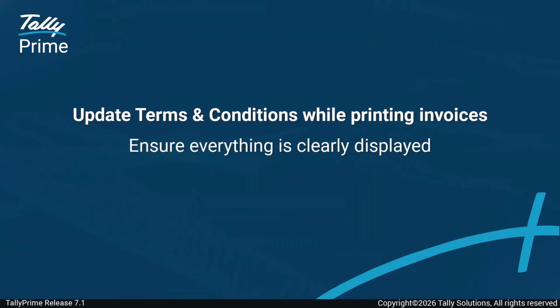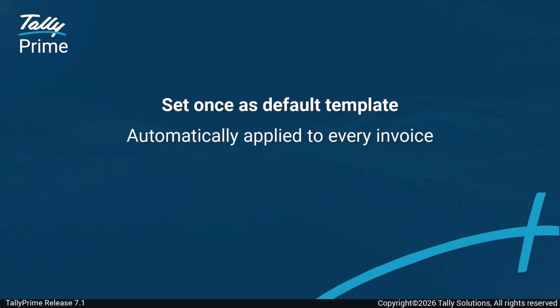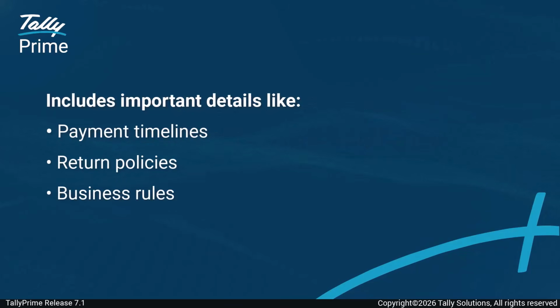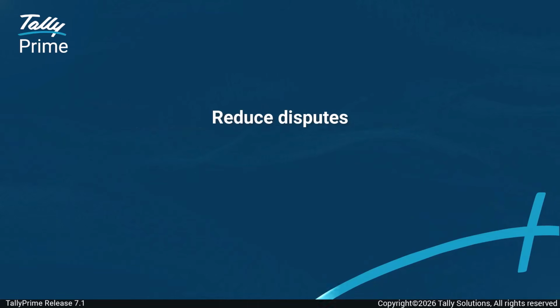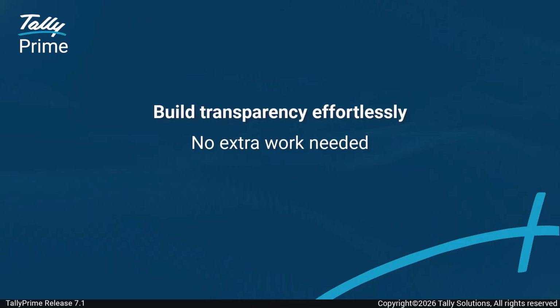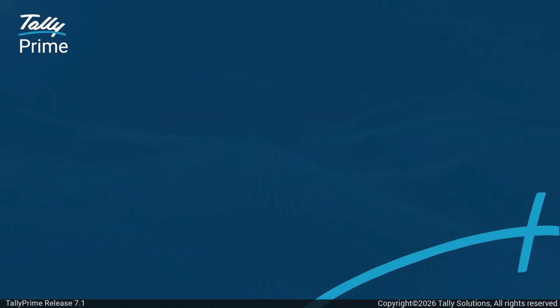As you saw, you can update terms and conditions while printing invoices and ensure the required terms are displayed clearly in your business documents. Once you set the template as default, every invoice you send will automatically include the relevant terms and conditions such as payment timelines, return policies, or other business rules. This way, your customers are always informed, disputes are avoided, and transparency is maintained without extra effort.